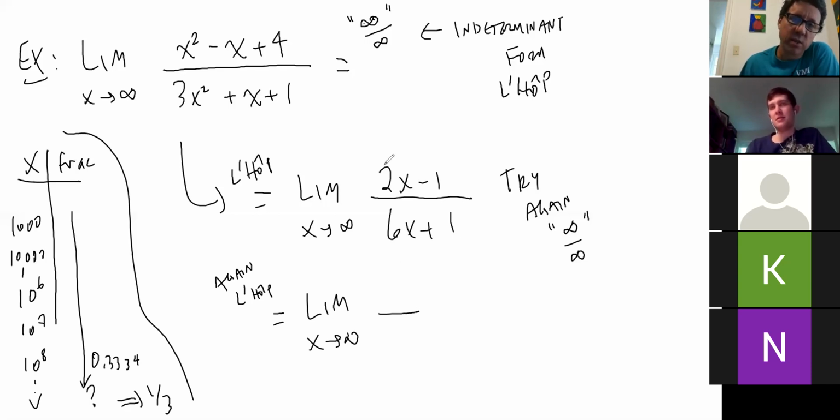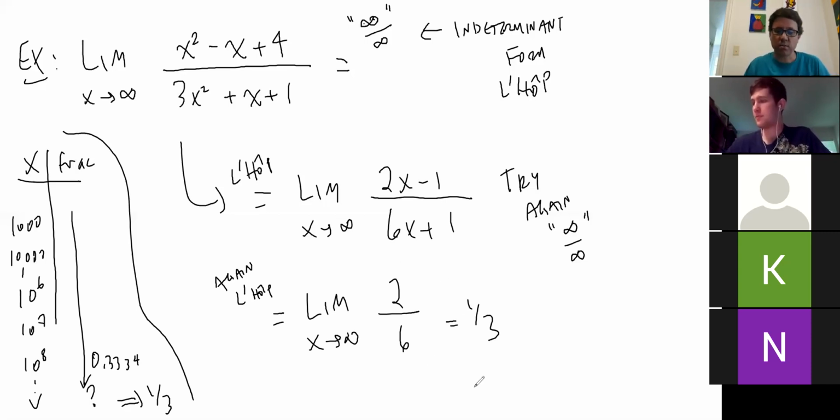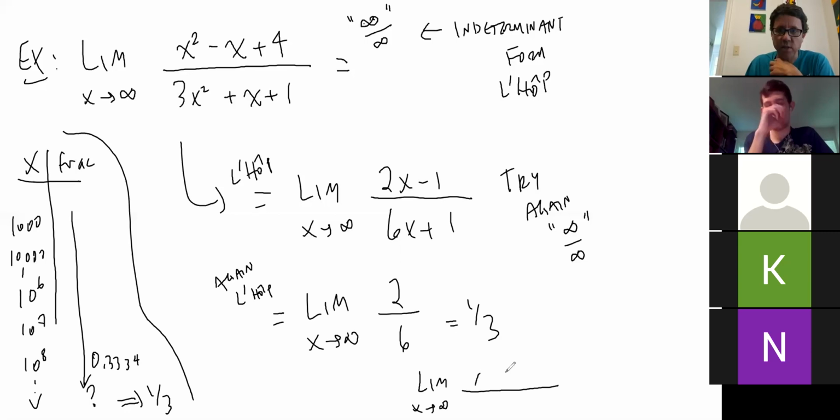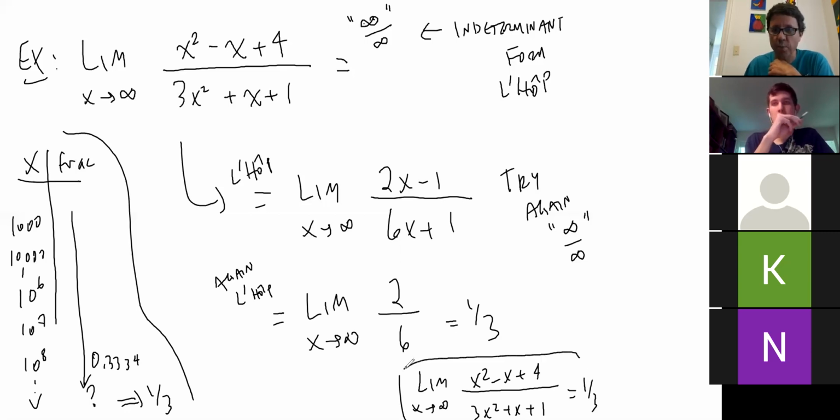Take the derivative of the top, which is 2, and the derivative of the bottom, which is 6. And so the answer does end up being a third. 2 over 6 is a third. So we would conclude that the limit as x goes to infinity of x squared minus x plus 4 over 3x squared plus x plus 1 is a third. Go through that L'Hopital process twice, confirming each time that you have the correct indeterminate form.